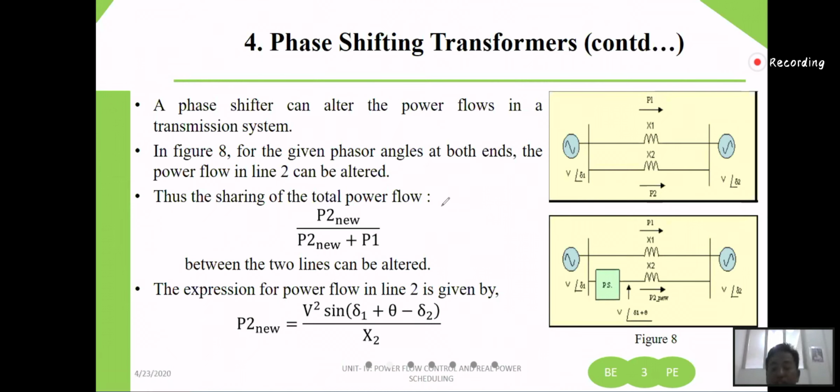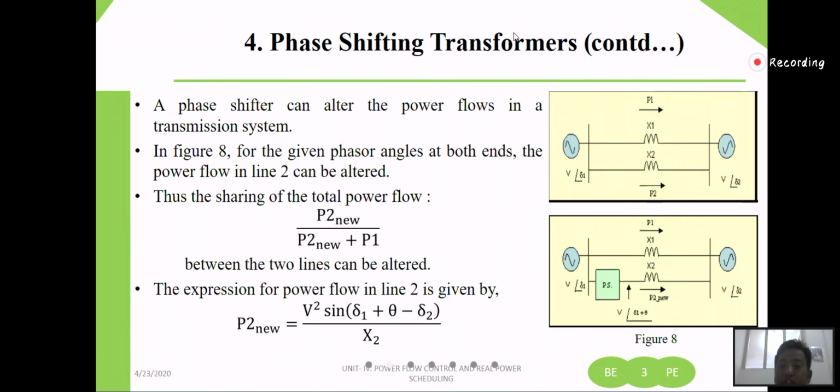So you try to create a small phase angle, and then you regulate the power flowing. This is known as power flow control. This is how we control the power flow using phase shifting transformers. Please be mindful that we will not be talking about the construction of the phase shifting transformer. The only thing we are studying here is the application of the phase shifting transformer.